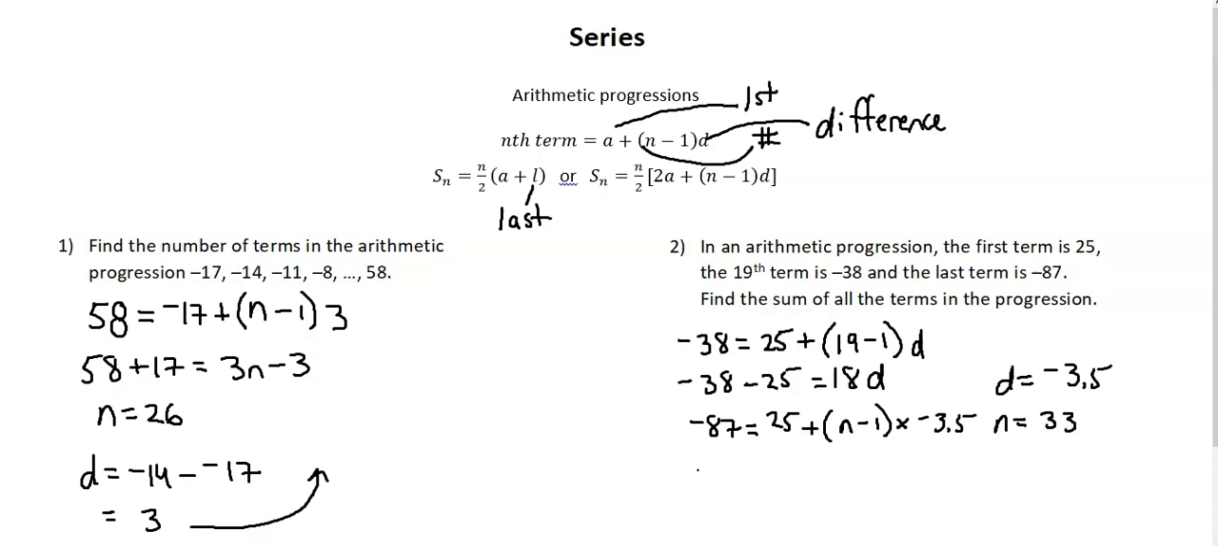And now we can go to our sum of terms formula. The sum of all terms equals n divided by 2. We know there are 33 terms, divided by 2, multiplied by quantity a plus l. The first term is 25. The last term given is negative 87. And the sum of all terms is negative 1023. We've completed the requirements for problems 1 and 2.